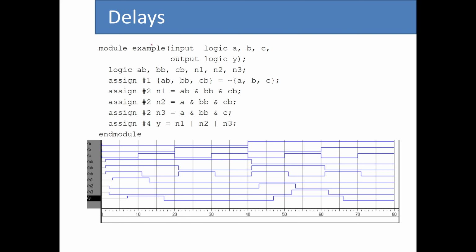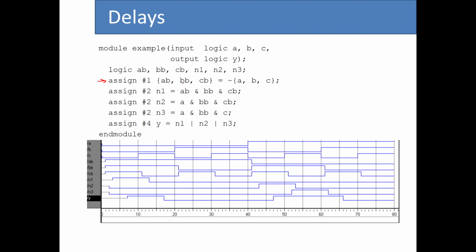So in this module, which I appropriately named example, we have input logic A, B, and C. So we have three inputs, A, B, C, and the output logic is Y. Inside, I have defined several internal variables. One is AB, the other one BB, CB, and then N1, N2, and N3. So the first line of assignment says, let's just ignore this for now.